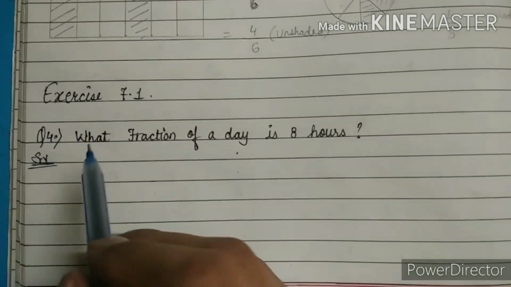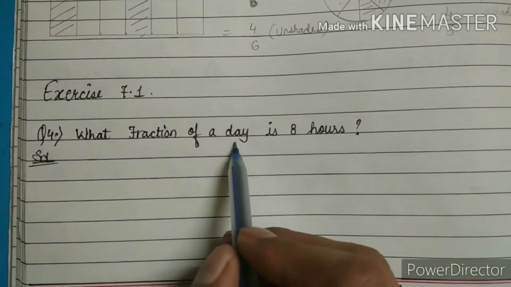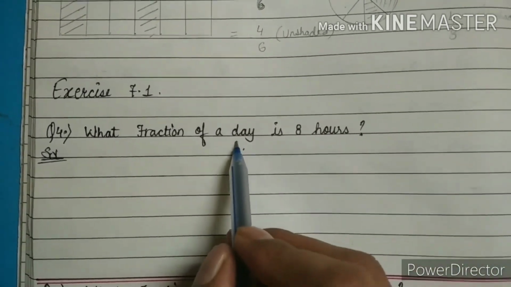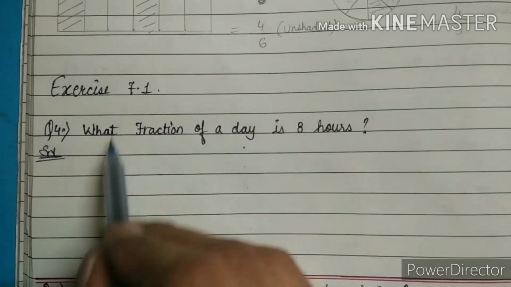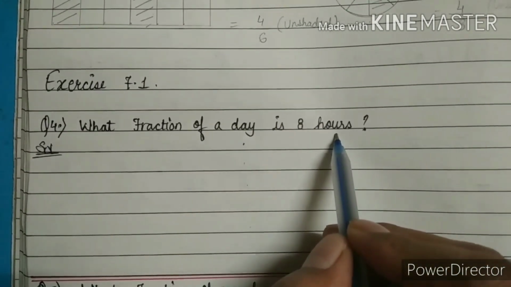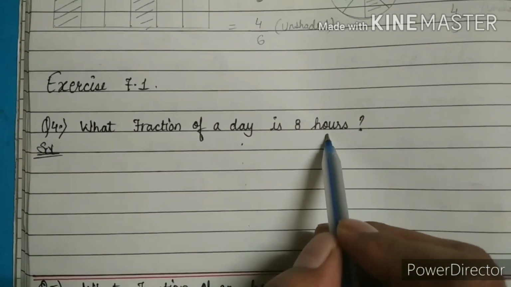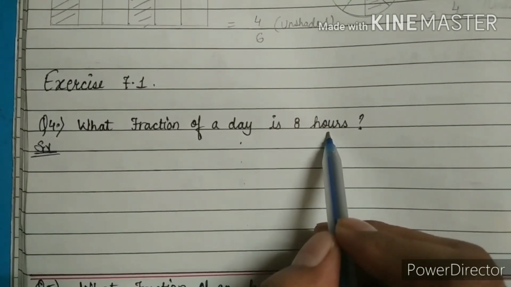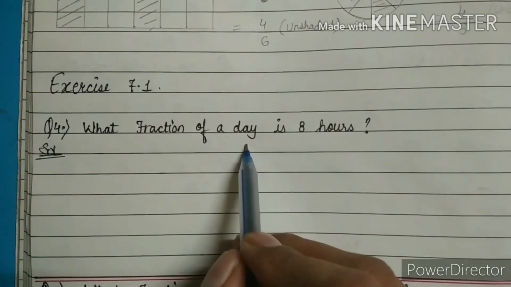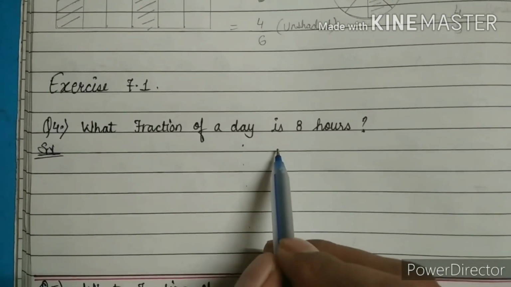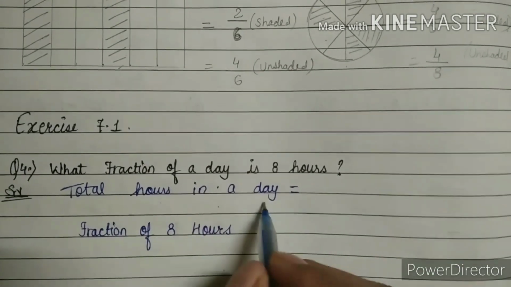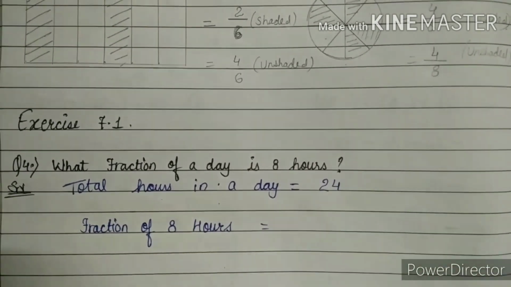Question number 4 is, what fraction of a day is 8 hours? It means they are asking, out of the total day, what fraction is represented by 8 hours? So what is given in the question? In the question they gave us hours and they are asking the fraction of a day. So in a day, how many total hours are there? 24. The total hours in a day is 24.